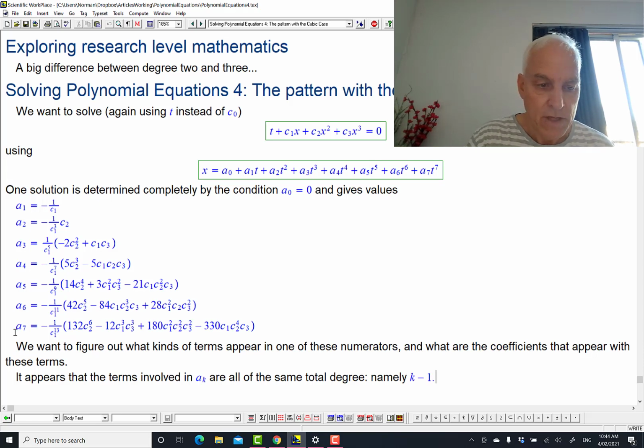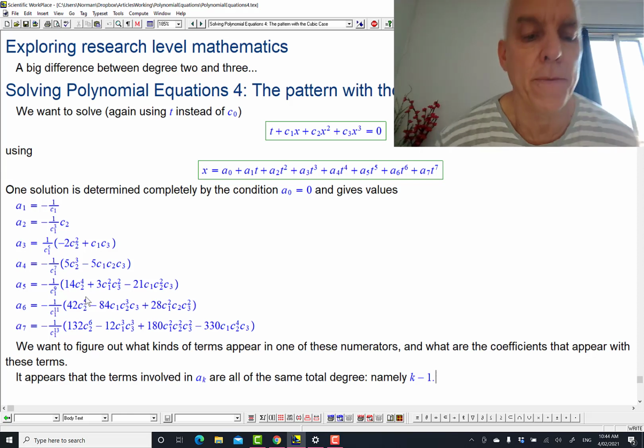So let's just check. With A7, all the terms are of degree 6. Yes, they are. A6, all the terms are of degree 5. A3, all the terms are of degree 2. A2, all the terms are of degree 1. A1, all the terms in the numerator are of degree 0, in other words, constant. So yeah, that jives with the data that we've got so far.